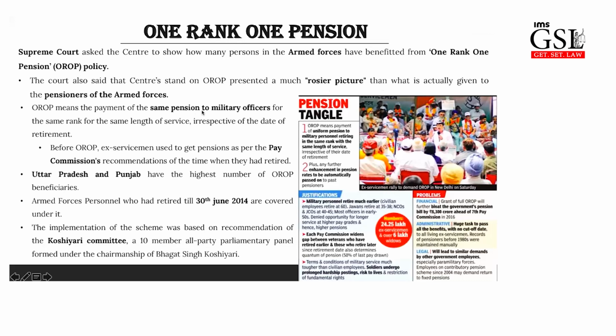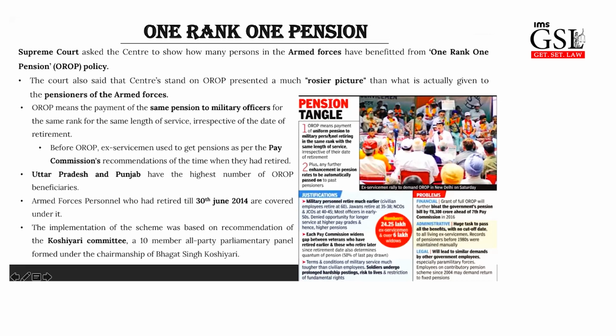OROP means payment of the same pension to military officers for the same rank and the same length of service, irrespective of the date of retirement. Before OROP, ex-servicemen used to get pensions as per the pay commission's recommendation at the time when they had retired. Uttar Pradesh and Punjab have the highest number of OROP beneficiaries. Armed force personnel who had retired till 30th June 2014 are covered under it. The implementation was based on the recommendation of the Koshyari Committee, right? A 10-member all-party parliamentary panel formed under the chairmanship of Bhagat Singh Koshyari.